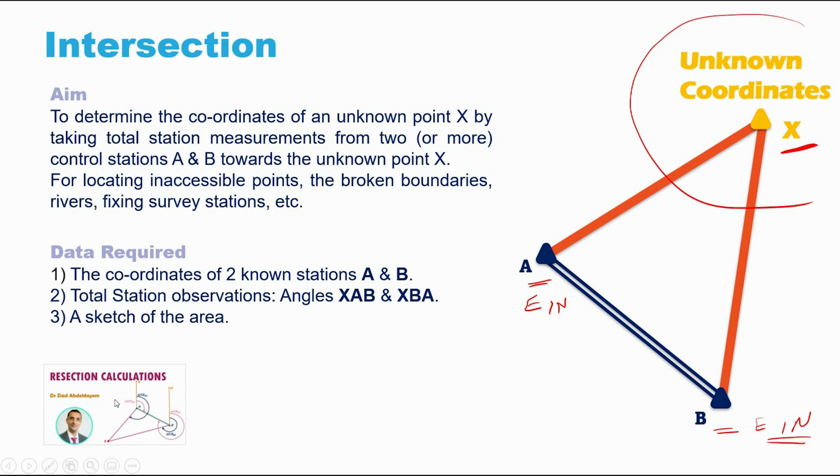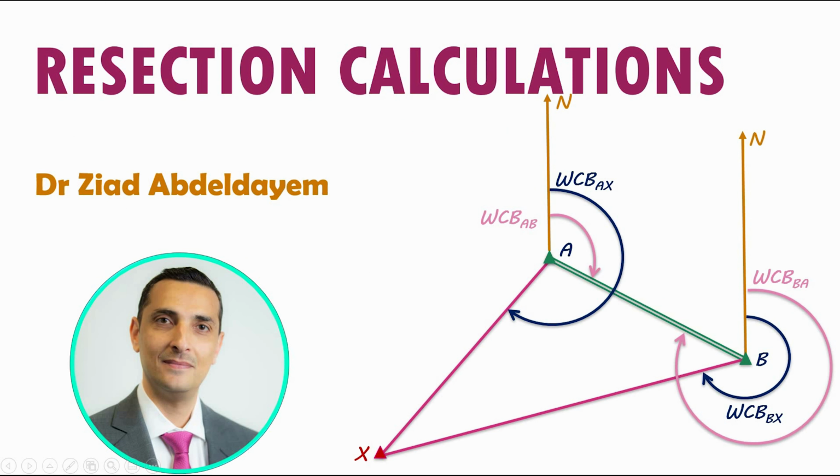Before I start, it's very important to mention the similarity between the resection that I explained in detail in a previous video and the intersection. The aim of the resection and of the intersection is the same: to calculate the coordinates of one unknown station X from two known stations A and B. In the resection, if you remember, we set up the total station over the unknown station X, and we collected some observations to do the calculations.